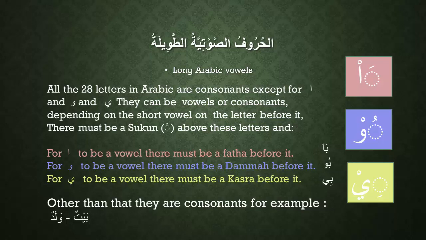For example, baytun, there is a ya letter, but the ba before it has fatha. It must have kasra for it to be considered a vowel. So in this case, it's not a vowel, it's just a consonant. Baytun. The second example is waladun. There is a waw, but there is nothing before it. So we cannot read it as a vowel. We must read it as a consonant. We read it as waladun. And above the waw, there is no sukun. There is fatha. We mentioned that there must be a sukun above it. Before the alif, there must be a fatha. Before the waw, there must be a dhamma. Before the ya, there must be a kasra.